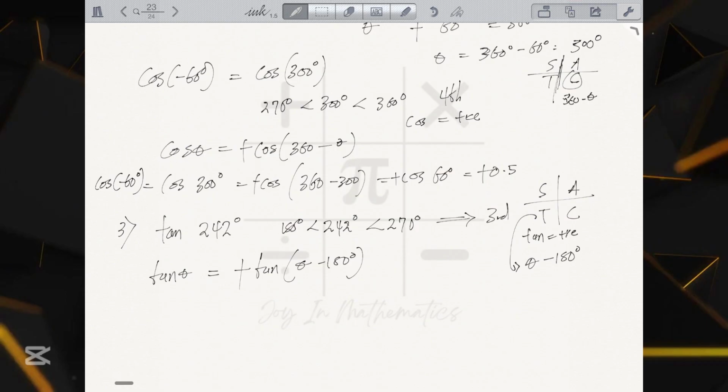So applying that principle now, tan 242 degrees is equal to positive tan of 242 degrees minus 180 degrees. Therefore, this will give us tan 62 degrees, which is positive. Using our calculator, we will have positive 1.8807.